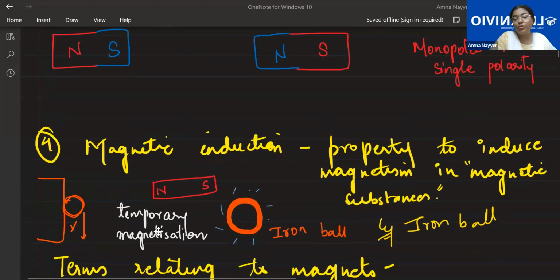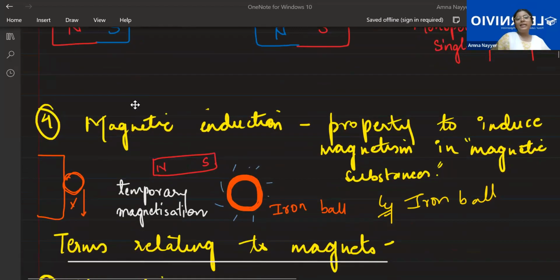Then the fourth was magnetic induction. Magnetic induction means that a few substances have the tendency to be magnetized. So these substances which have the tendency to get magnetized are temporarily magnetized using the bar magnet. So the bar magnet transfers a little bit of magnetic properties to these substances.